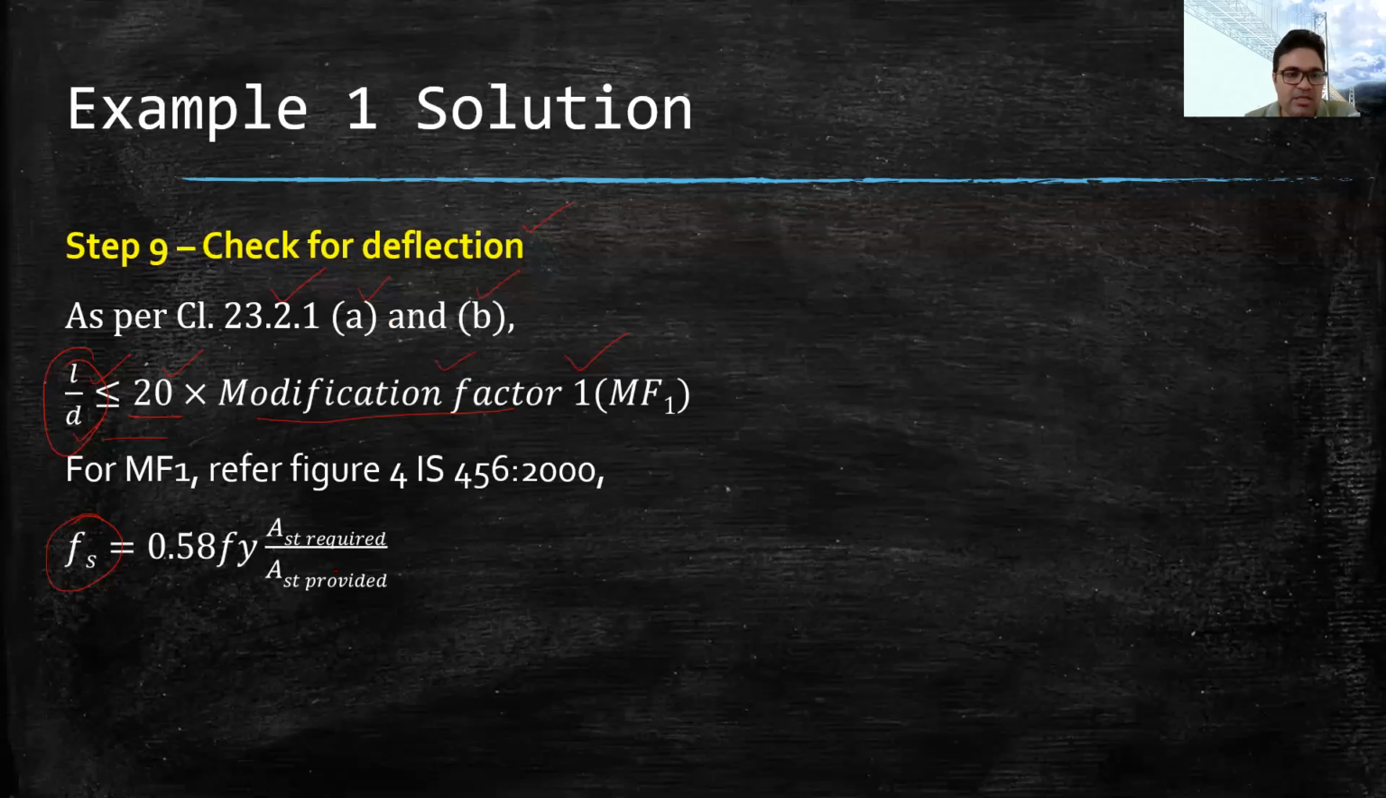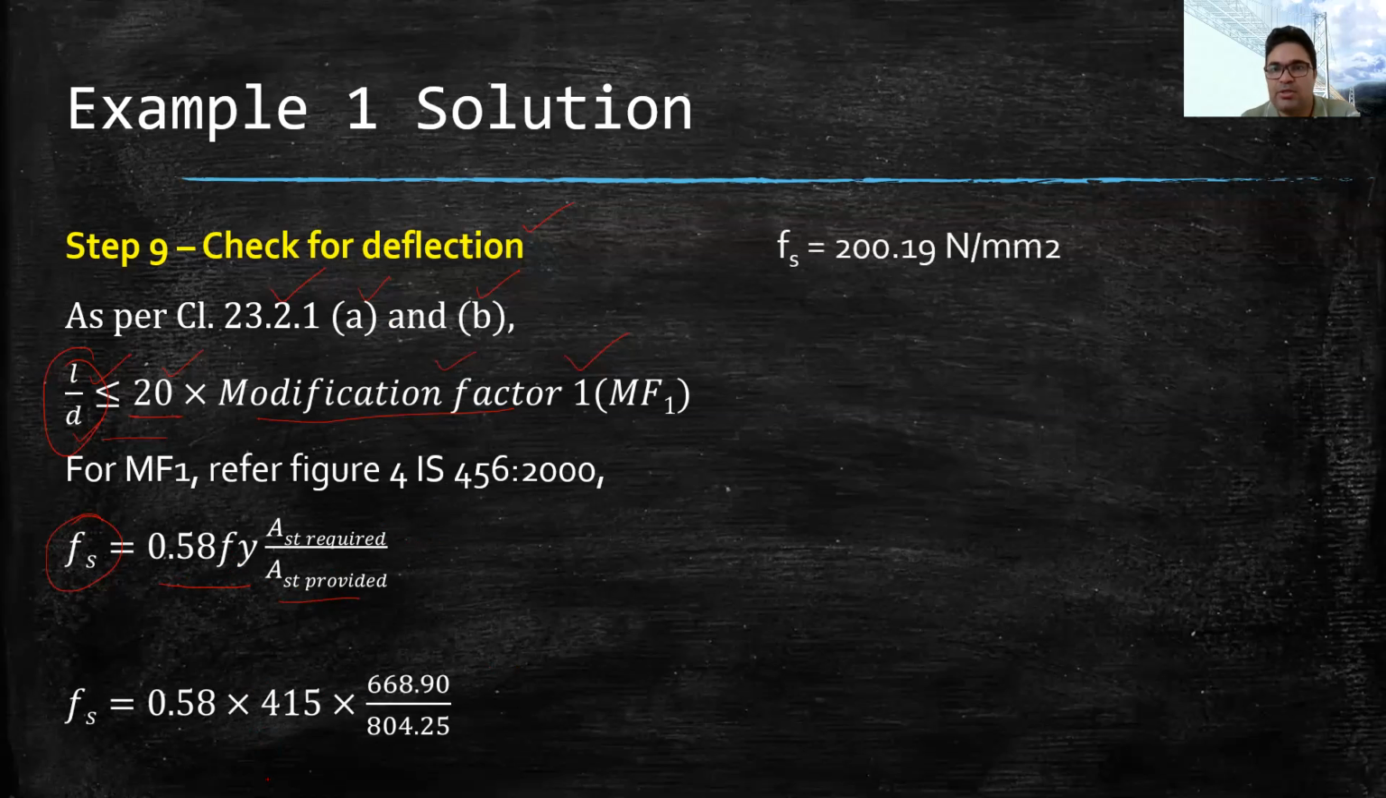So the Fs formula is given in the IS code, which is 0.58 times Fy into AST required upon AST provided. Fy is 415, AST required is 668, and AST provided is 804. This we have already calculated. Calculating this value, Fs comes out as 200.19. Now we have to find out the modification factor from the graph. How do we find it from the graph? That we will see now.